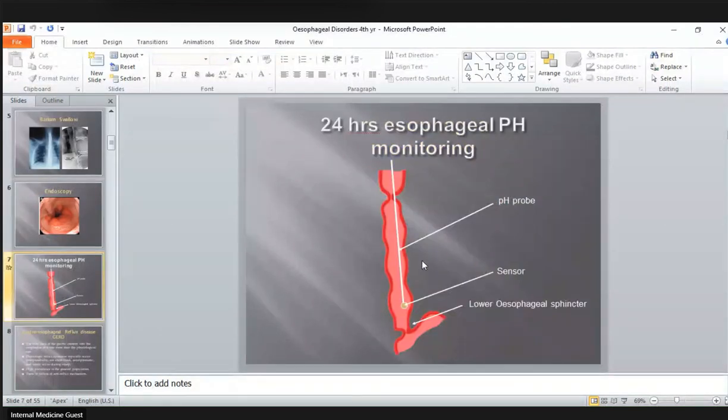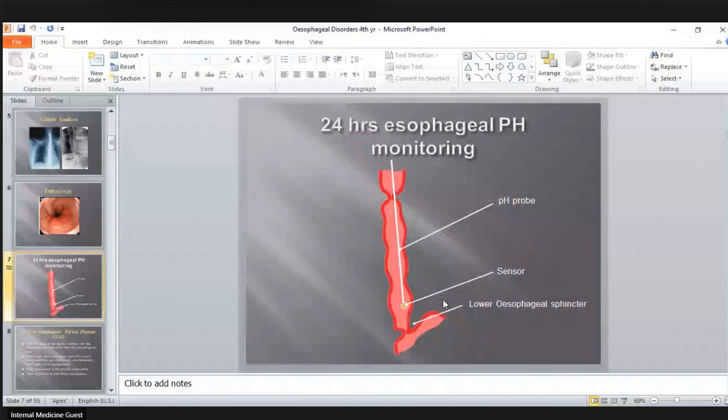Okay, the 24-hour esophageal pH monitoring. We pass a catheter through the nose. It has a sensor, and we place the sensor 5 centimeters above the lower esophageal sphincter, and we connect it to a special machine where it measures the pH continuously for 24 hours. And then, if the level of acid exposure is above the physiological one, we call it reflux disease.